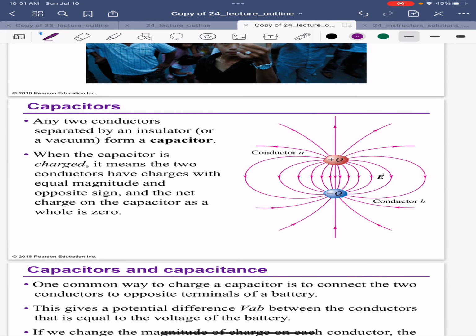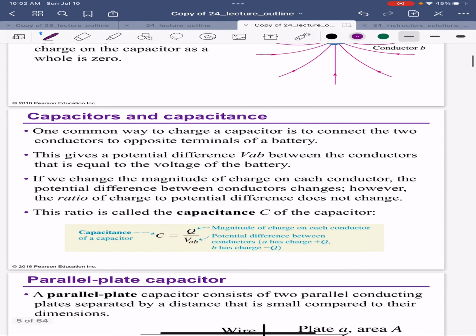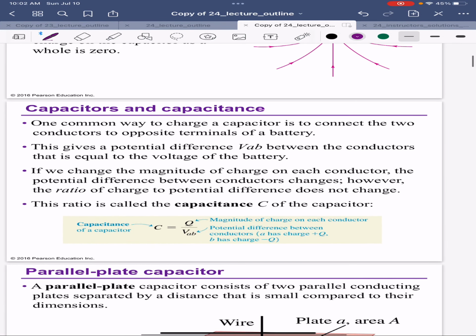Now, capacitors here, we are talking about any two conductors separated by an insulator or vacuum. We are going to start first with vacuum, and we call that a capacitor. And when the capacitor is charged, these two conductors will have charges equal in magnitude but opposite in sign. One of them is positive, one is negative, and the net charge on the capacitor as a whole is zero.